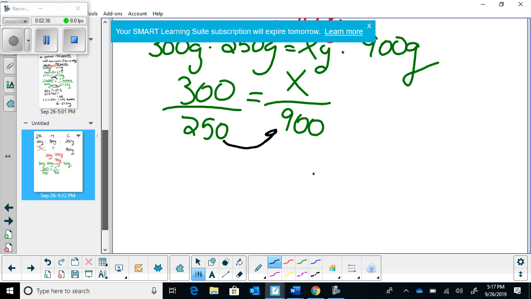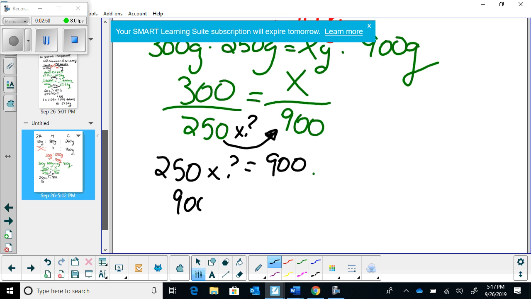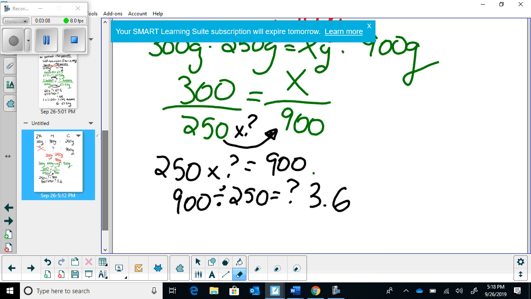I'm going to figure out, well, how do I get from 250 to 900? 250 times something is going to give me 900. Using our fact families, we know that 250 times something equals 900 is the same way as saying 900 divided by 250 is going to give me my question mark. So if we are to calculate this, 900 divided by 250 is going to give me 3.6.